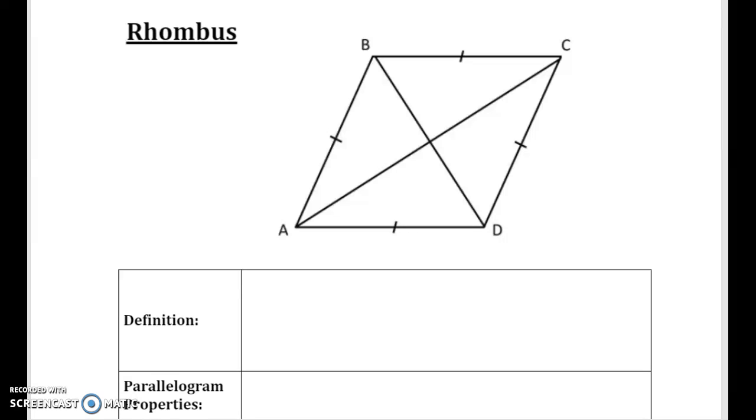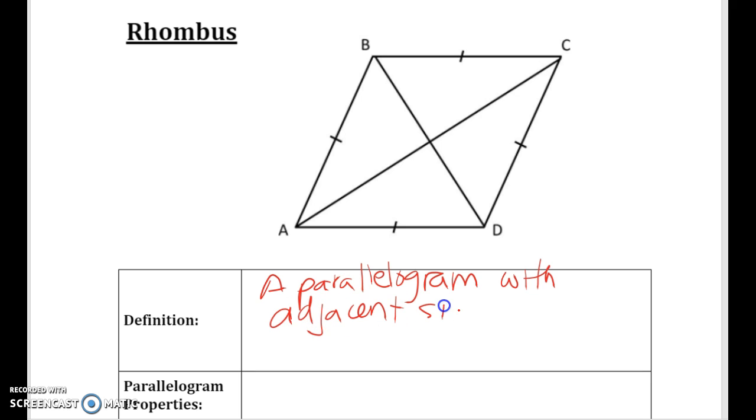Unit 5 lesson on the rhombus. So the definition of a rhombus is a parallelogram with adjacent sides congruent, meaning 4 congruent sides. Adjacent just means next to it.